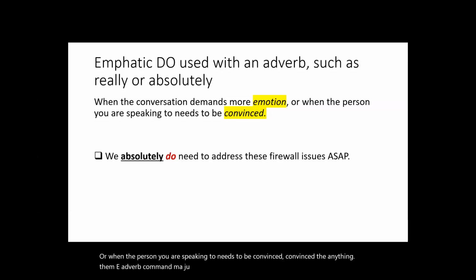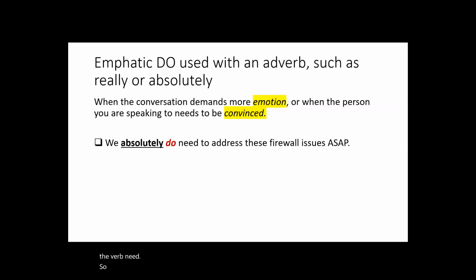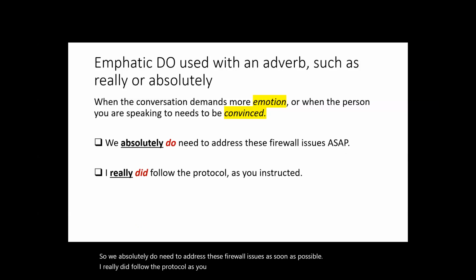How? Let's have a look at the example. We absolutely do need to address these firewall issues ASAP. So after the pronoun or a subject, I have the adverb absolutely, and I have do for emphasis, and I have the verb need. So we absolutely do need to address these firewall issues as soon as possible. I really did follow the protocol as you instructed. This gives it more emphasis and it makes you more convincing and it gives you more emotion.